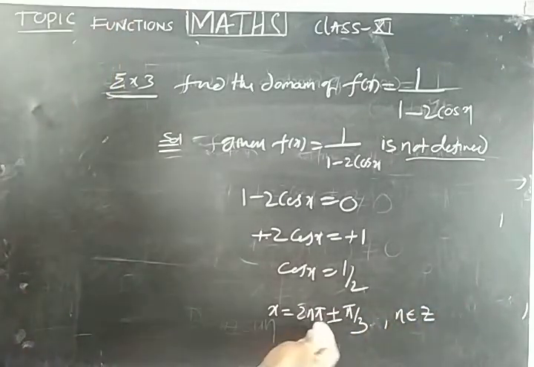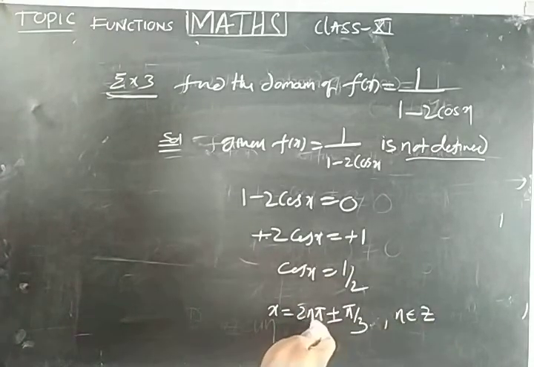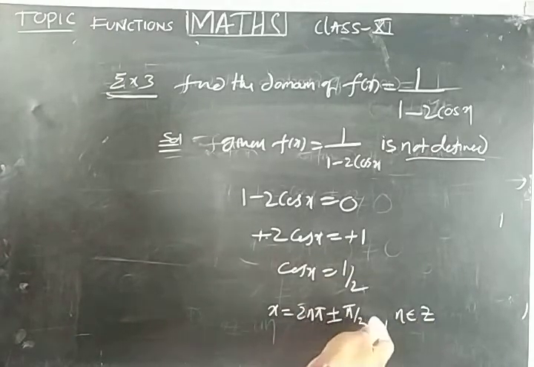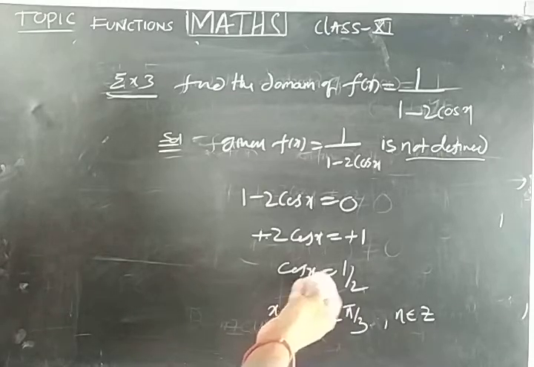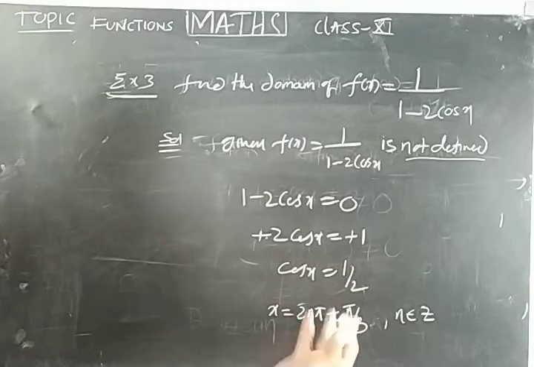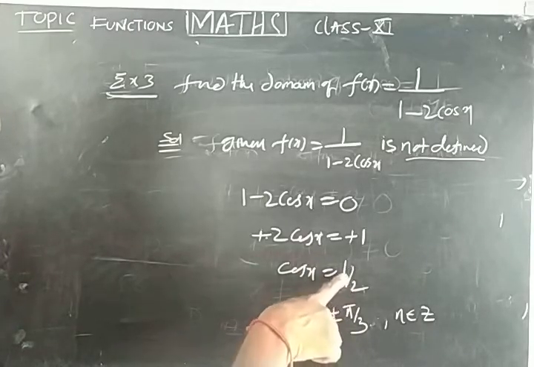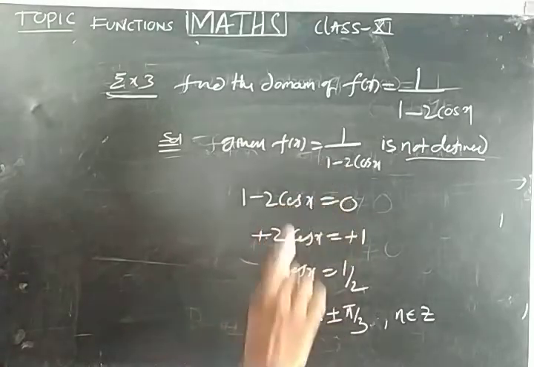If you take n equals 0, you will get pi by 3 or minus pi by 3, which gives 1 by 2. If you substitute 1, 2 pi plus pi by 3, 2 pi minus pi by 3, you will get 1 by 2. So except these values, you can take any real numbers. If you take these values, you will get 1 by 2 cos value, and this is not defined.